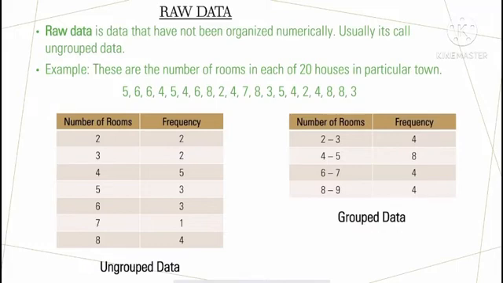For ungrouped data, there are 2 houses that have 2 rooms, 2 houses have 3 rooms, 5 houses have 4 rooms, and it continues until you complete all the table.